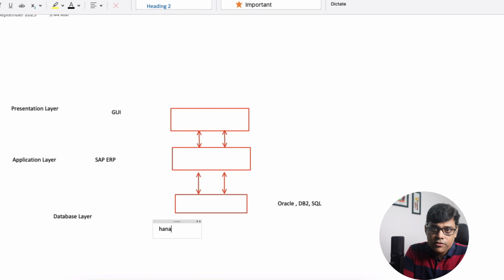So S4HANA, the fourth generation application, is running on the HANA database rather than any third-party database. And HANA is an in-memory database. In-memory database means, as we know, there are two types of storage. One is your auxiliary memory, which is nothing but your disk-based storage, and another one is your RAM, the main memory, where we store the data. So in HANA, we store the data in the main memory, which is connected with the processor. So processing is much faster than a traditional database where we keep the data in the disk.